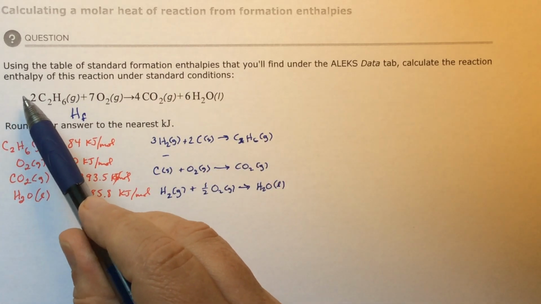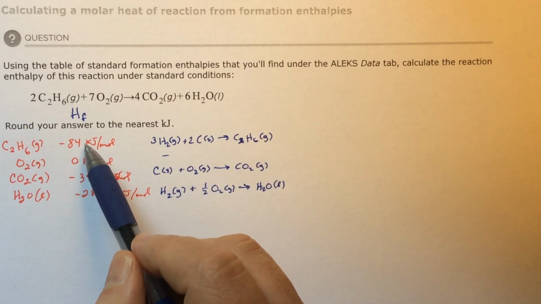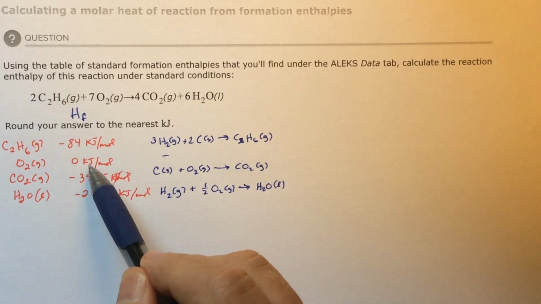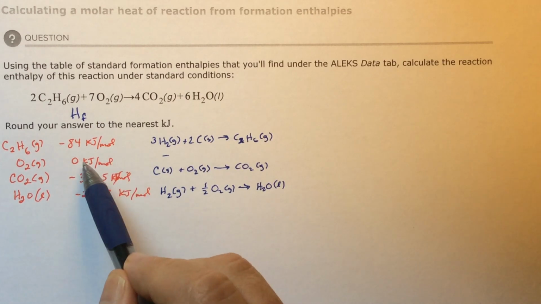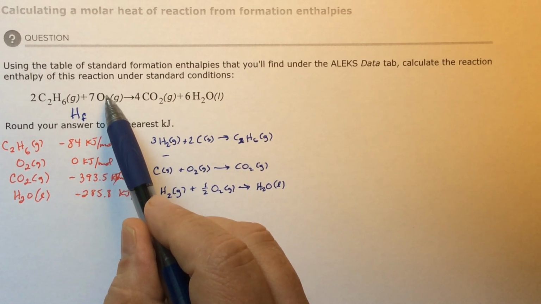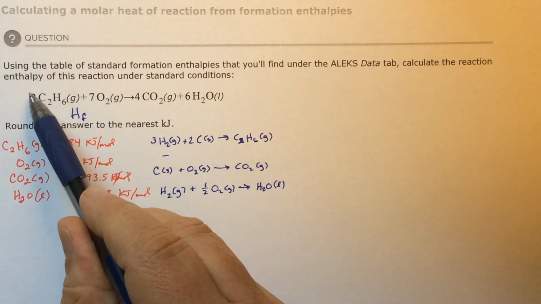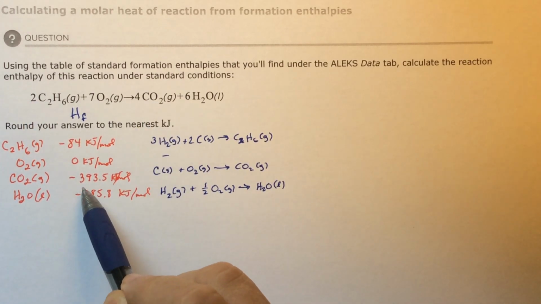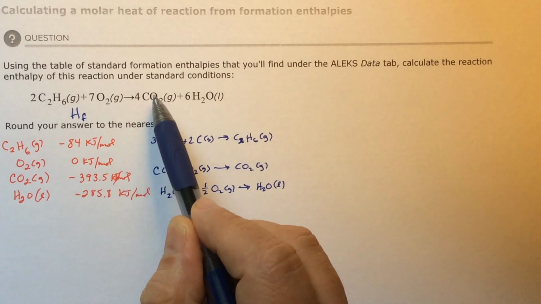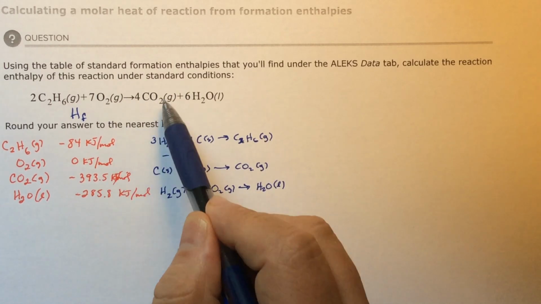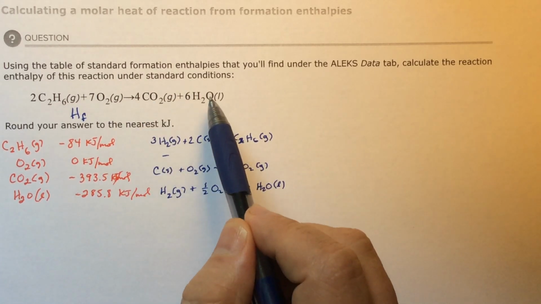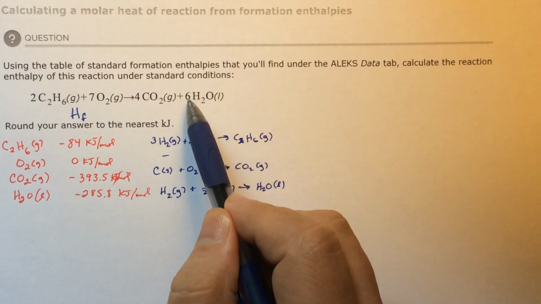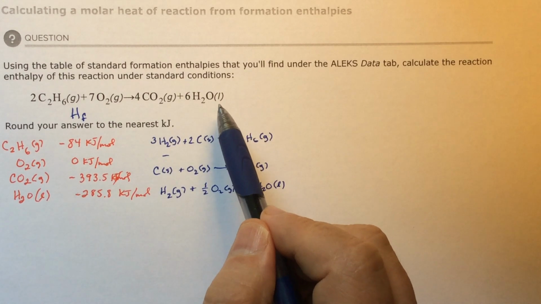I need to double it. So I take positive 84 joules and I double it and then find out how much this is. Then this is 0 because it's always 0. When you multiply, it's still 0. So this is going to be doubled 84 positive. This is a product, so it's going to be negative 393, but I have to multiply it by 4, find out what that is. And then this is negative 286, multiply that by 6, find out what that is.